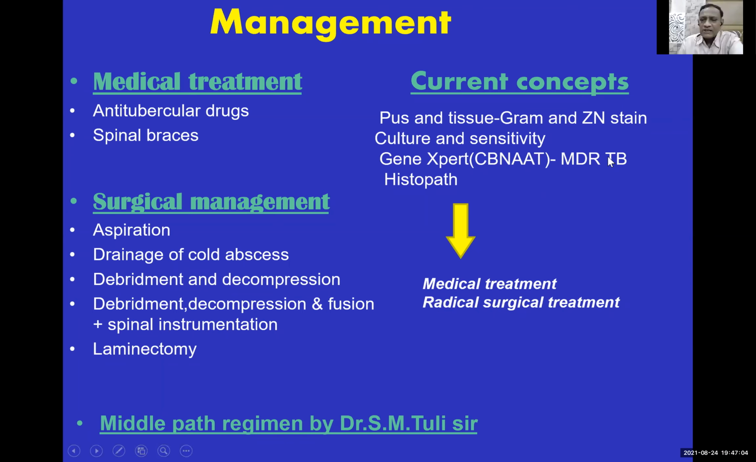But nowadays, what is the current concept? There are two things you must do. One is that you should have a histopathological diagnosis, and second, you should send the pus or tissue for gram stain, Gene Xpert study, which would show you whether the tuberculous bacillus is MDR type or simple type, and it will also give the sensitivity. Once you get these two things, if the lesion is early, you can treat by conservative treatment, that is medical treatment, drugs and bed rest and different types of braces. If the lesion is advanced, then you have to go for radical surgical treatment.